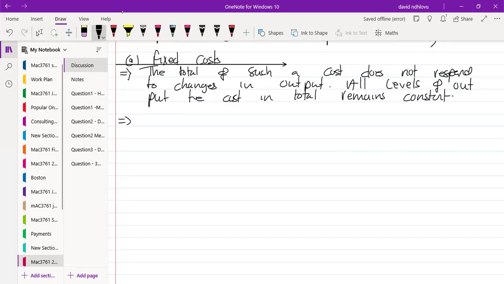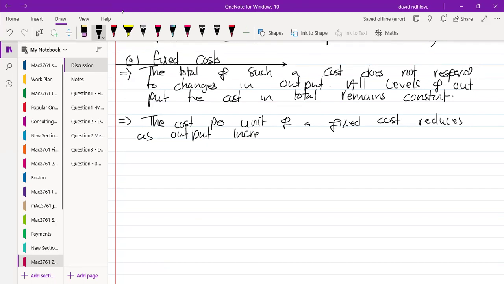However, there is another silent feature that we don't normally discuss, which is to say that the cost per unit of a fixed cost reduces as output increases, and increases as output reduces.